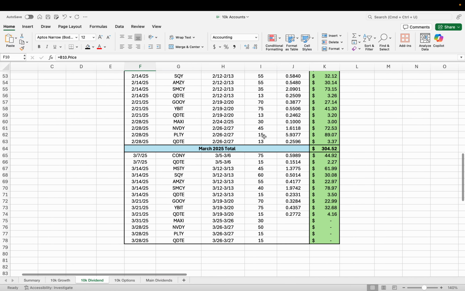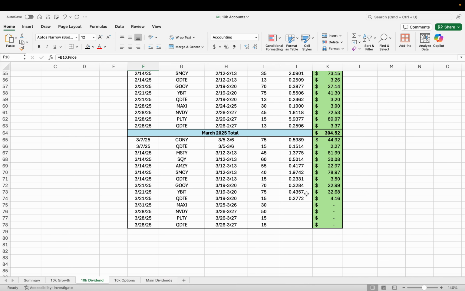And you're getting anywhere from 40 cents to 80 cents per share every month, right? So I think it's still a good fund. I like it because of the volatility.